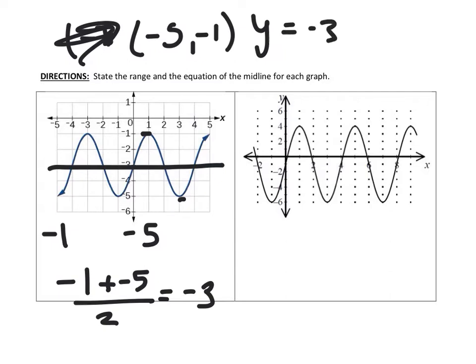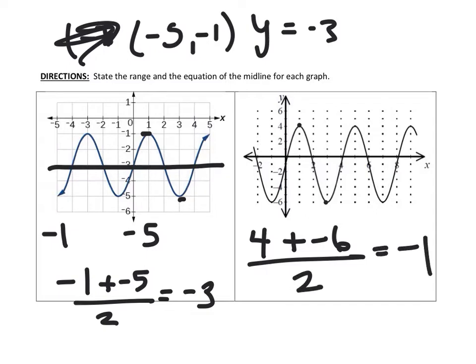What's my max value? Looks like a 4. My min value, a -6. So 4 plus -6 divided by 2. That's -2 over 2, -1. Let's get it graphed and see if we agree. Does it look like that line's in the middle?